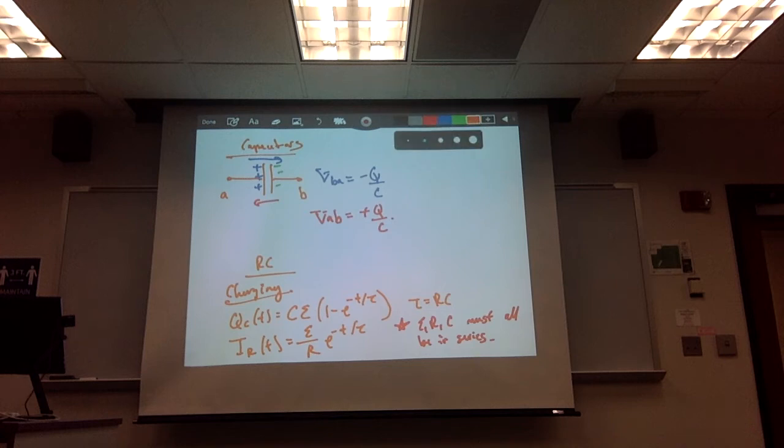And then we also looked at discharging. Even though we didn't actually derive anything, we just wrote it down based off of our knowledge. The charge on the capacitor as a function of time is equal to the initial charge times e to the negative t divided by tau. And the current on the resistor as a function of time is equal to the initial current times e to the minus t divided by tau, where again, tau is simply the same thing, R times C.